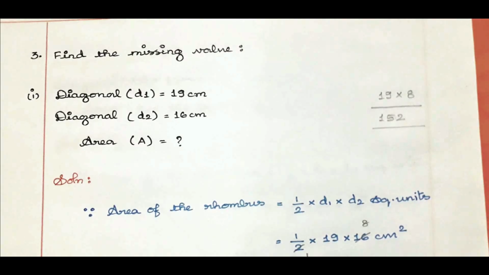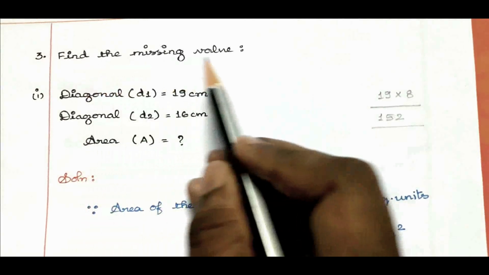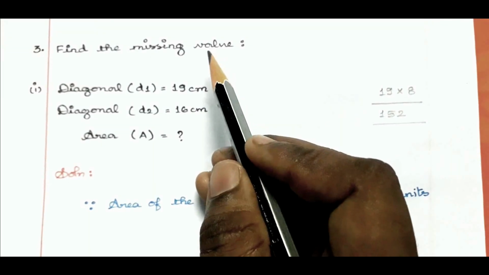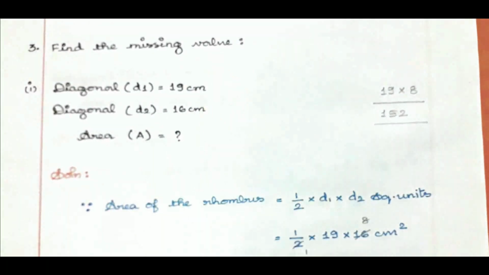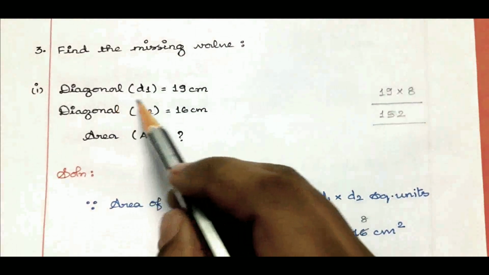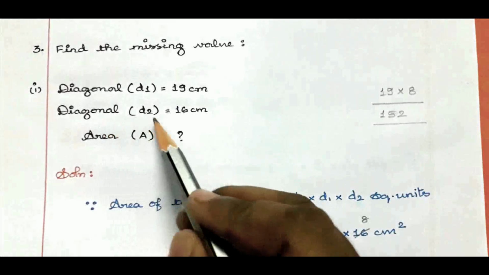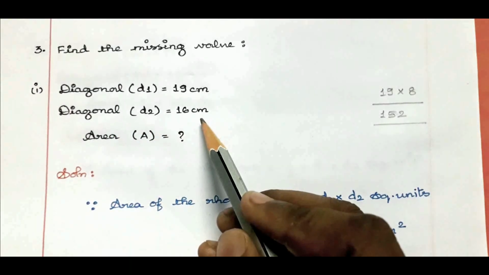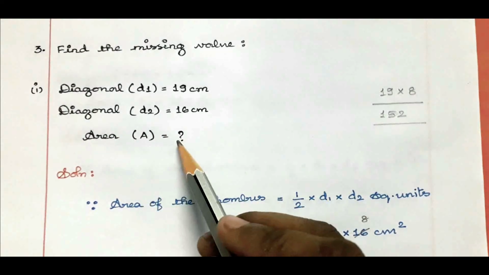Clear? Next, we will move on to the third question, find the missing values. In this question, they have given 3 subdivisions. Okay. So now we are going to start with the first one. Diagonal D1 is equal to 19 centimeter, diagonal D2 is equal to 16 centimeter, and area is nothing but unknown.